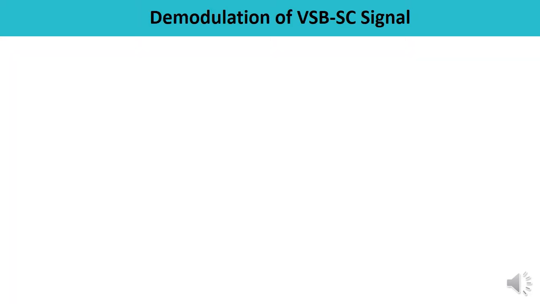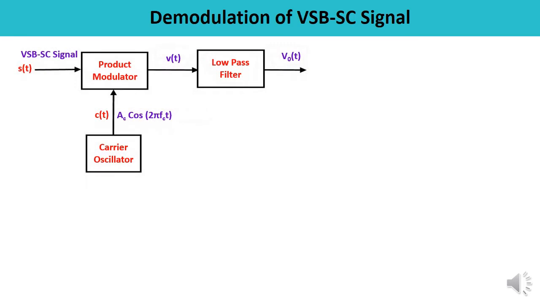Now let us discuss the process of demodulation, how demodulation of a vestigial sideband suppressed carrier signal is done. To start with, you have to draw the block diagram and understand it. There is a product modulator. The inputs to the product modulator are, number 1, the vestigial sideband signal, which is the modulated one, represented by s(t), and second, the carrier signal, represented by c(t). The same carrier signal needs to be taken which was used in the generation. That is why it is known as coherent.